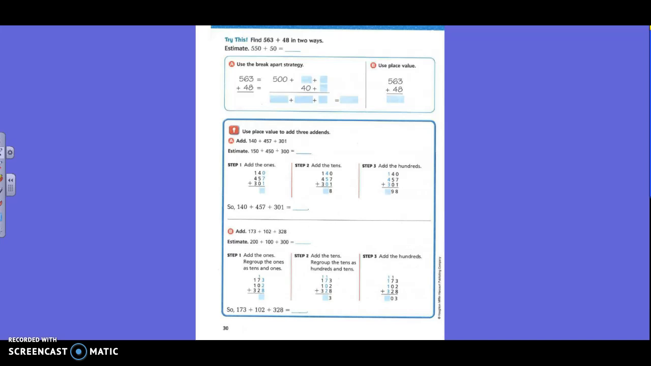Okay, now you can do this two ways. They're showing you the break apart strategy again. But before we do that, what are we trying to find? The sum of what two numbers?